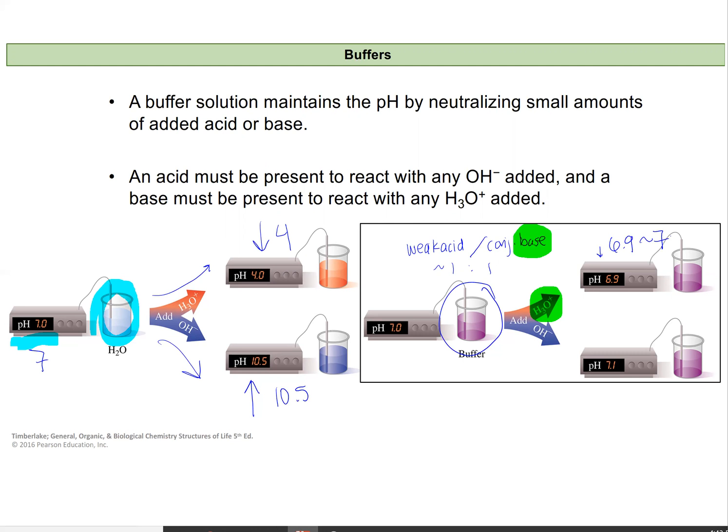About 6.9. Now, if instead I add a base, then it's going to react with the weak acid in my buffer system and neutralize it. And so my pH won't change very much. It'll go up a touch maybe, but it'll stay very close to 7. And that's what a buffer does. It has a small amount of a very weak acid and its conjugate base that'll react with acid or base as it's added.